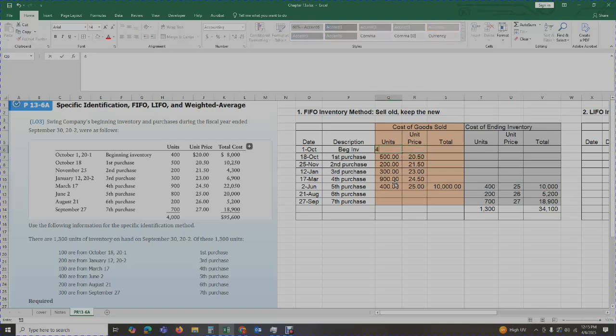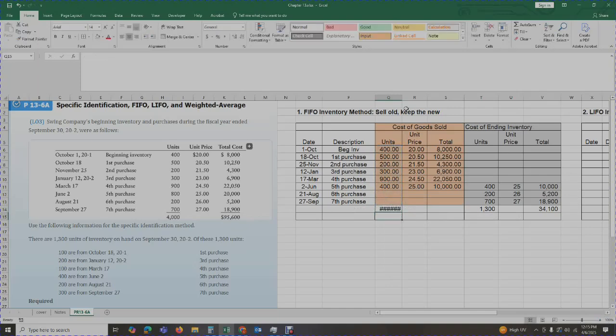And then I've got 400 at $20. Okay, so what we're going to do is multiply the units times the unit price. Okay, and I'm going to bring that down. So these are all of the amounts. Now I'm going to tally it up. Okay, and let's see how many units we sold.